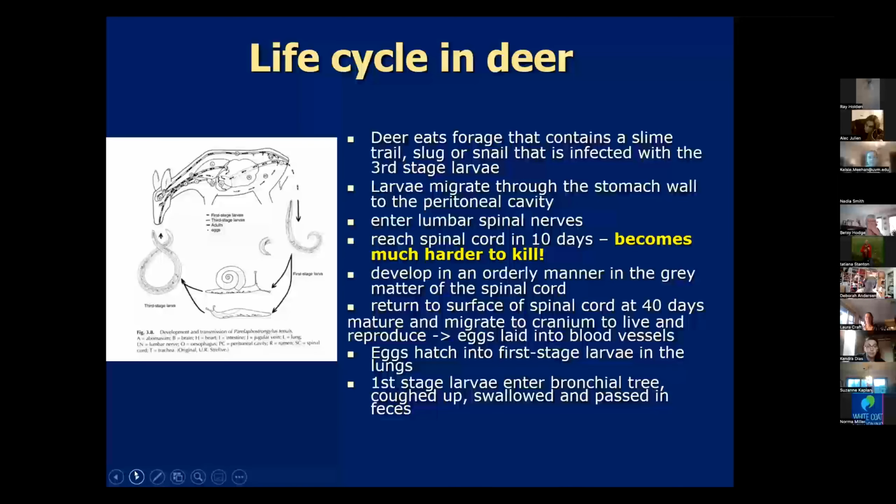And then the egg hatches in the blood vessels in the lungs as it travels there through the blood into first stage larva, and there it goes into the bronchial tree, gets coughed up, and the animal re-swallows it when it coughs it up, and it passes into the feces, and these first stage larvae are excreted in the feces. And so that's what it does in the deer, basically.